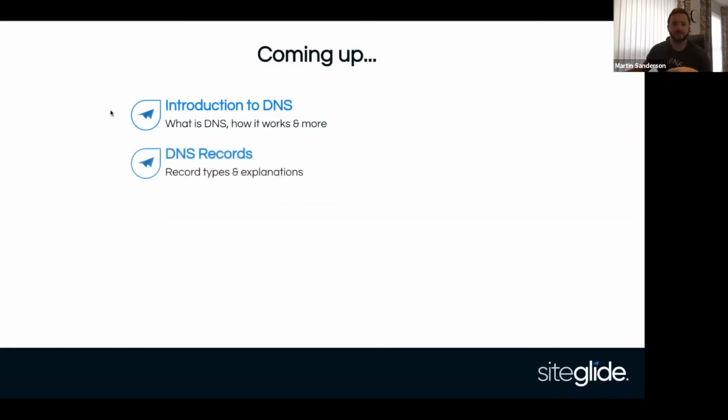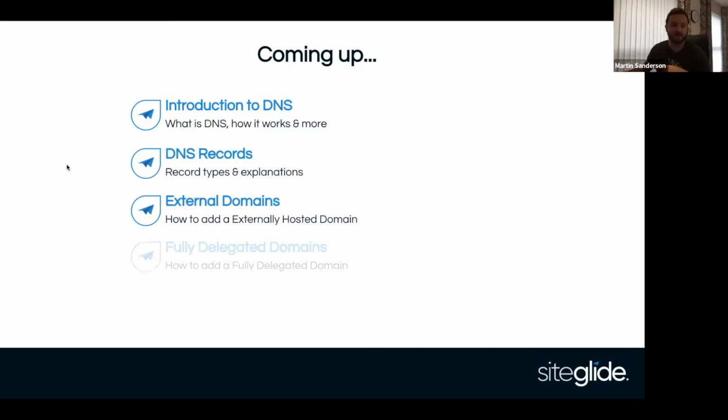We'll then take a look at some DNS records, so the common record types and explanations of what they are, why you might use them. We'll then come on to the two methods of adding domains to SiteGlide, as I'm sure you guys know. The first being external, where you manage it in the registrar, and the second being fully delegated, where you manage it in SiteGlide. We'll take a look at both of those. We'll take a look at the registrar as well, so you can see both sides on how to set them up and what's involved in that flow.